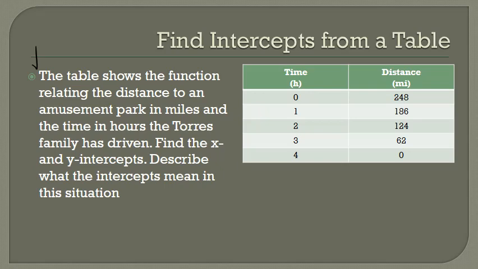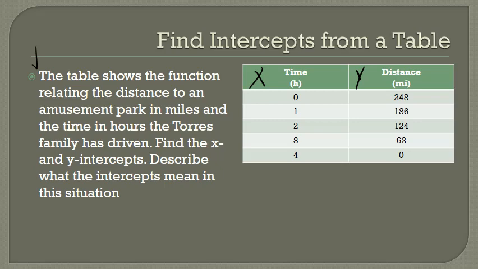And so if I'm looking at a table, and this column on the left where it says time in hours, we can think of this as being the X values. And on the right where it's got distance in miles, we can think of this as being the Y values. And just kind of reviewing a little bit of what this table shows. At the 0 time point, where X is equal to 0, we're 248 miles from the amusement park.